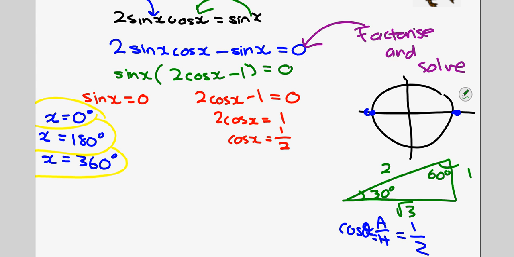Confusing, hey? So quadrant 1 is part of the answer, so let's say x equals 60 degrees. That's our first one. Notice cos is positive. So what's the other quadrant where cos is positive? 4. Good. So what would be the angle in quadrant 4?